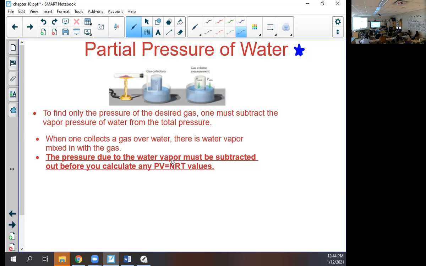All right. So when one collects a gas over water, there is water vapor. The pressure due to the water vapor must be subtracted out before you calculate any PIV-NERT values. So if I want to know the volume, it's nRT over P, and this would be the pressure of the gas I'm looking at, but not the pressure of the gas and the water vapor. So it's super not bad. Once again, you just have to remember that that's an extra step. You have to subtract it out before you do anything.